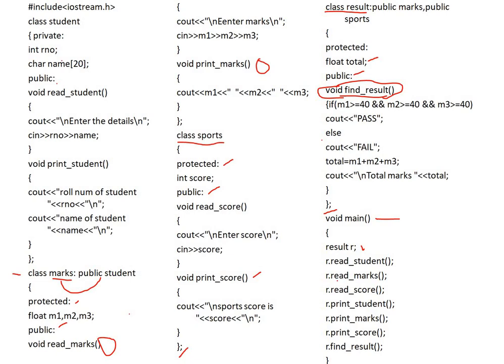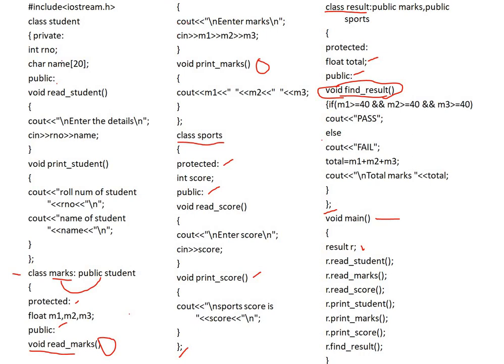That is r.read_marks. So here read_marks is invoked by using r. R is an object of the result class, so immediately execution control goes to the result class and searches for read_marks. If it is not available, the searching is performed either in the marks class or in the sports class. Execution control goes to the marks class, searches for read_marks. Here we have read_marks, so this statement gets executed.